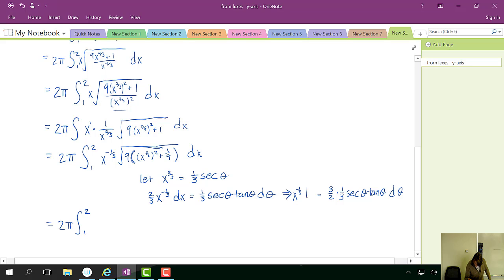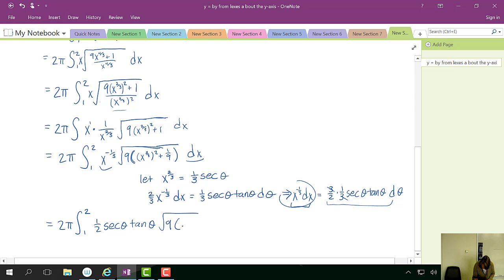And what we can see is that if I rearrange the d term, I have x to the negative 1/3 dx equals all this. So that means this term and this term can come together to be replaced with this. So all that becomes, let's see, this and this, so that's just 1/2 secant theta, tangent of theta, and then square root 9 times, let's see, 1/9 secant squared of theta plus 1/9.